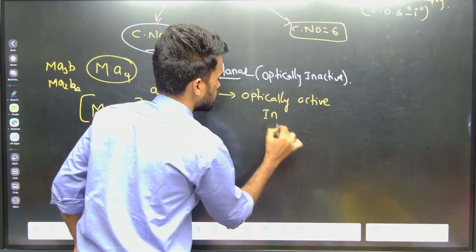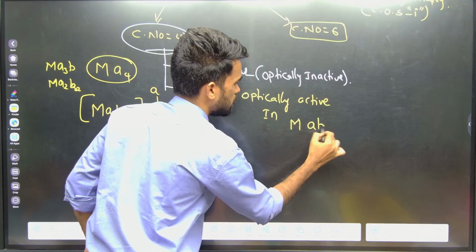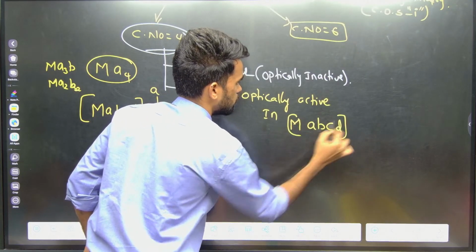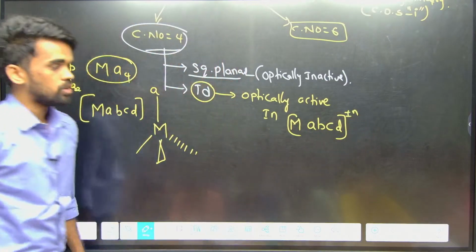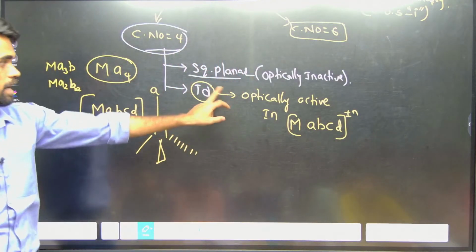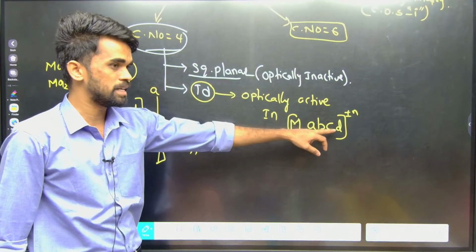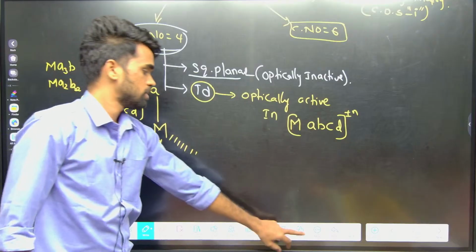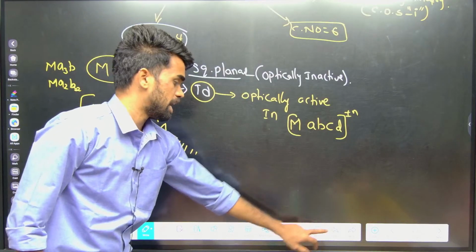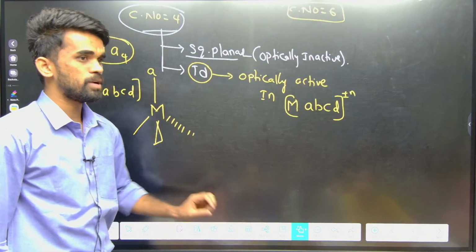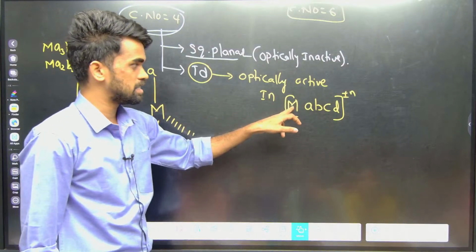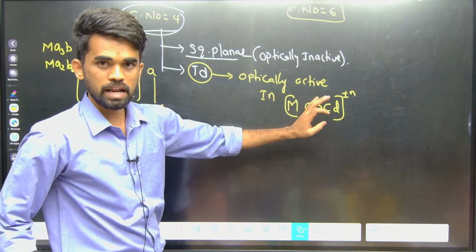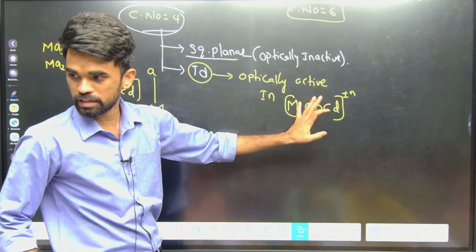In MABCD type. Okay, which is optically active? Tetrahedral with the MABCD type. It means if all 4 ligands are different, then it is optically active. In organic, we call it a chiral center, if you remember. Carbon with 4 different groups. Here, let us say this is carbon with 4 different groups. Chiral center, so optically active. Like that you can remember.